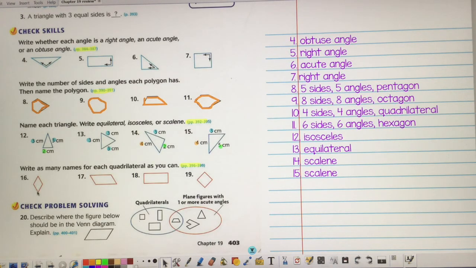What do we see here? Well, first of all, I don't see any right angles, so I definitely know it's not a rectangle and it's not a square.